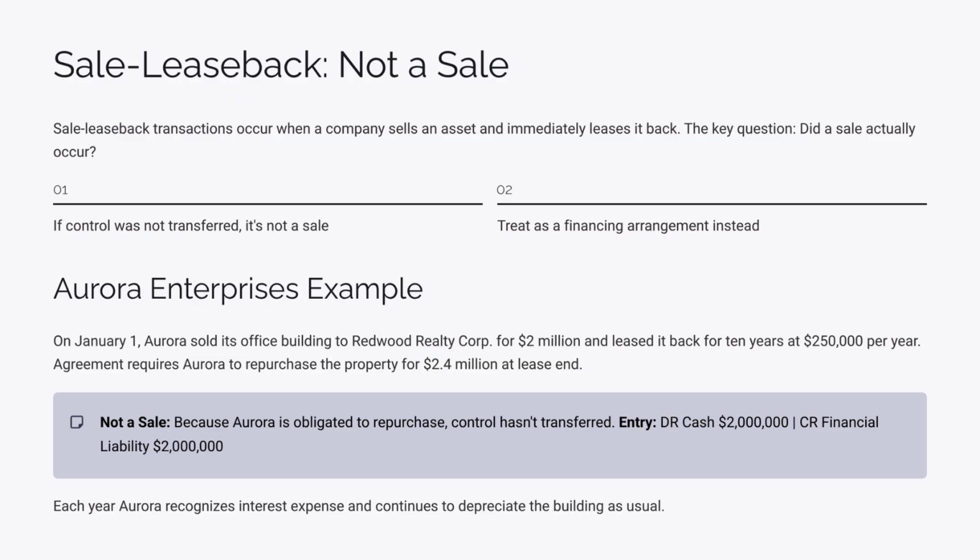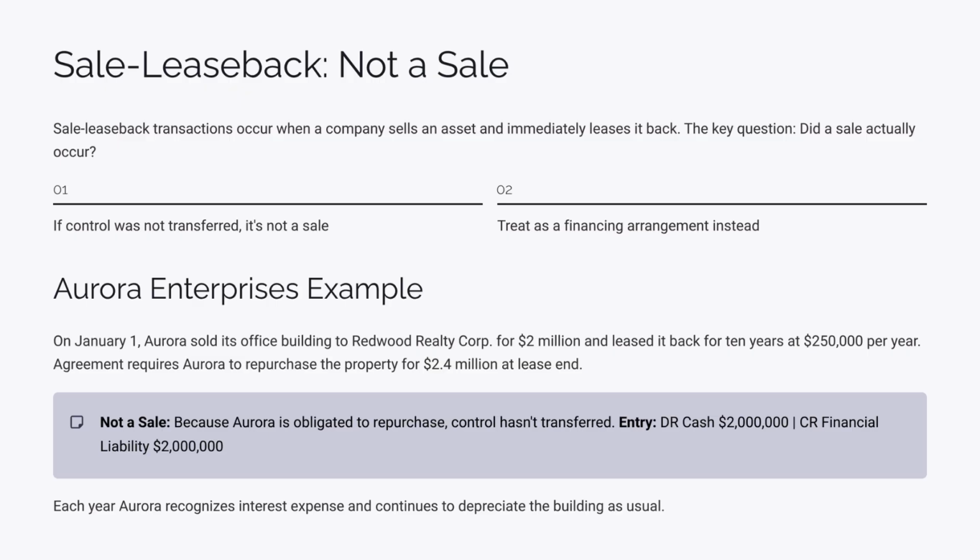Next, let's talk about sale-leaseback transactions, one of the trickiest areas. This happens when a company sells an asset, like a building, and immediately leases it back. The key question is, did a sale actually occur? If control of the asset was not transferred, for example, the seller-lessee must repurchase the asset, then it's not a sale. Instead, it's treated as a financing arrangement.